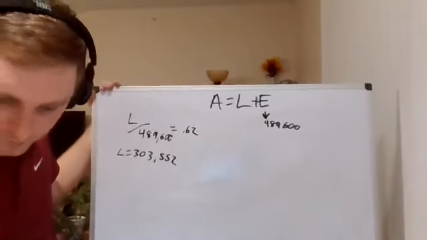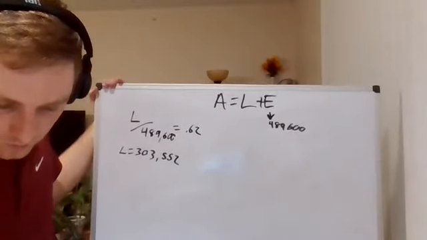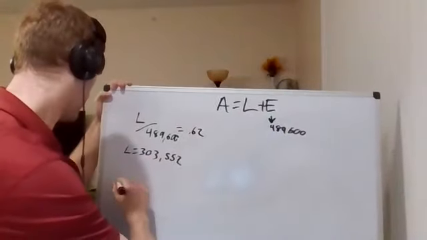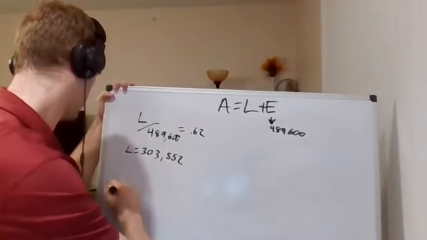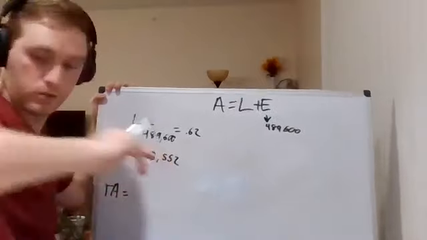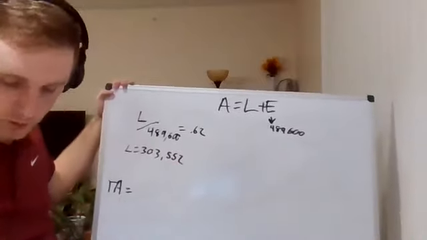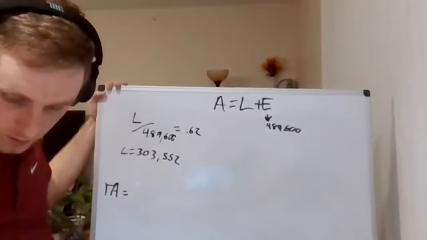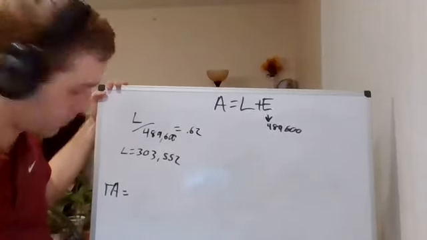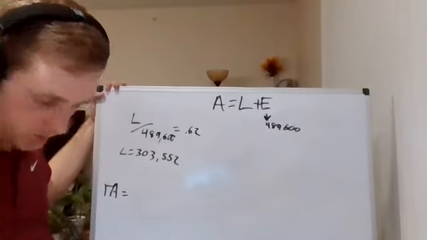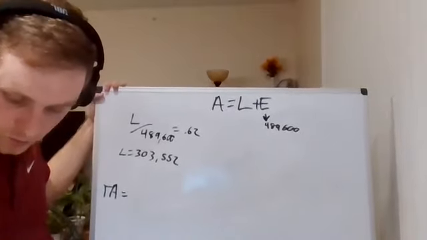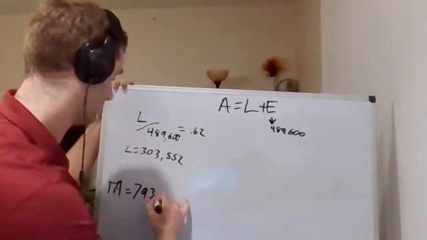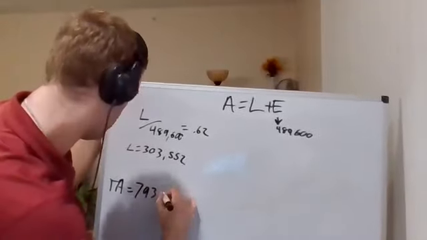So what are we trying to get here? Net income. This tells us our total assets equal these two numbers added: 489,600 plus 303,552 gives 793,152.